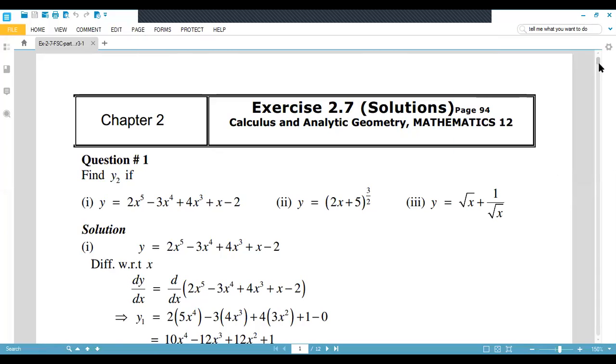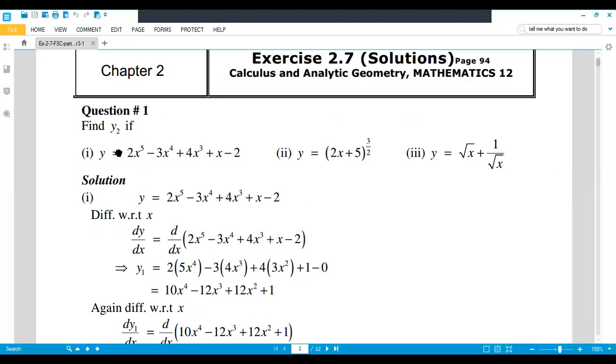Exercise 2.7. Here, if you check the first question, you are given: find y2. y2 means that you differentiate the given function twice. Once you differentiate, you get the answer, that will be y1. Again you differentiate, then you get y2. y1 is the first derivative and y2 is the second derivative.